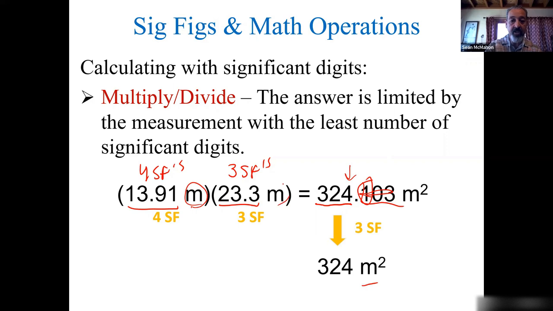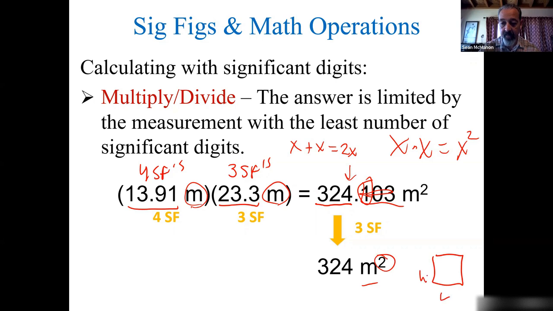And remember, meter times meter is not meter. It's meter squared, okay? Because it's like saying x times x, that's x squared, right? The only time that would remain as an x is if you had x plus x, then that would be 2x, right? So then you would leave the x, but this is multiplication. So now that is a squared value, like in the case of an area, right? So this is representing an area. Length times width. So maybe this was the length and this was the width of this, you know, I don't know, rectangle. So the squared area was 324 meters squared.